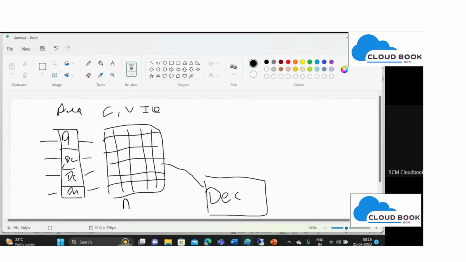Okay, this is area 2. Which is this area? This is area 1. This is the door area. This is the good receipt area. This is the area related to the deconsolidation. Area 3, that is decon.